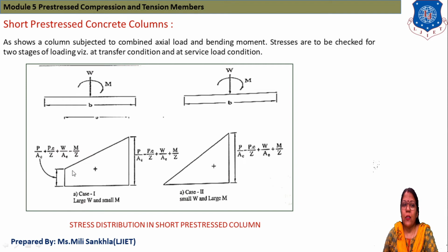In that condition, look at this. This one is the stress distribution diagram. At this end, first P by A, that means compressive. Second one is due to prestressing, P by Z, W by A due to this point load, and M by Z due to this moment. Now in second case, what will happen? In second case, the load is smaller but the moment will be large. In that condition, one end will be subjected to zero stress and one end will be subjected to maximum stress, and this is P by A minus P by Z, P by Z, W by A, M by Z, that we discuss in our example.